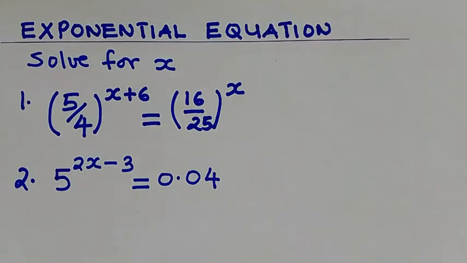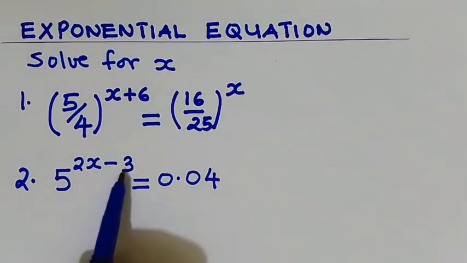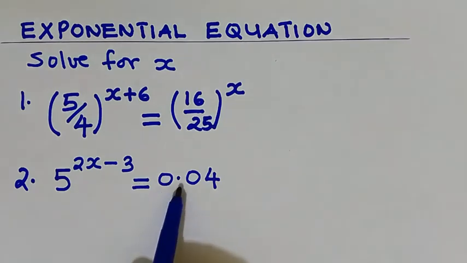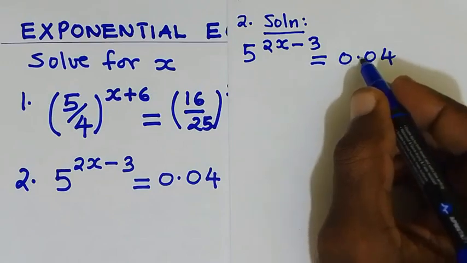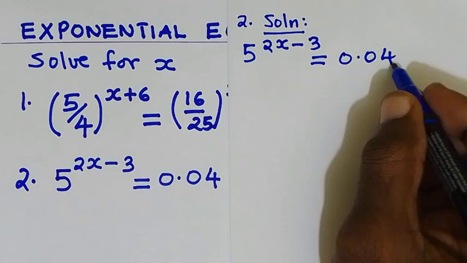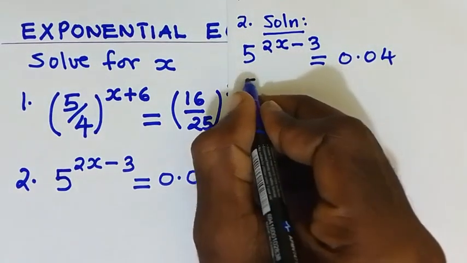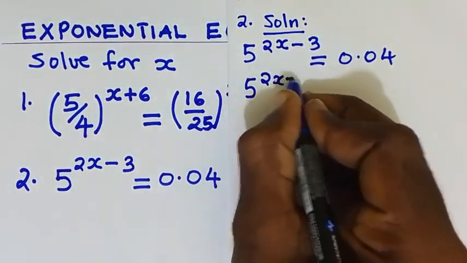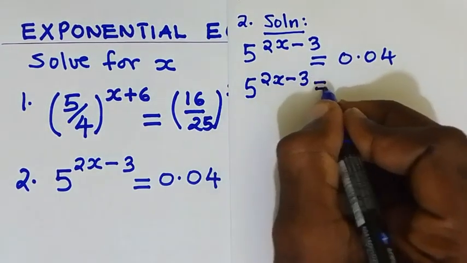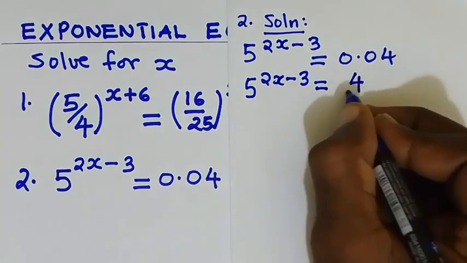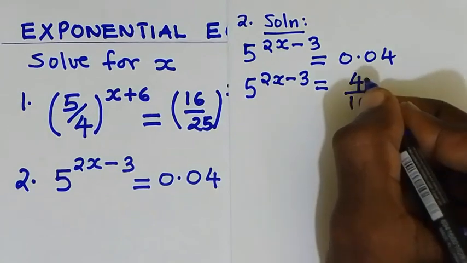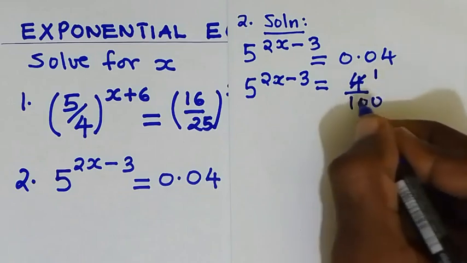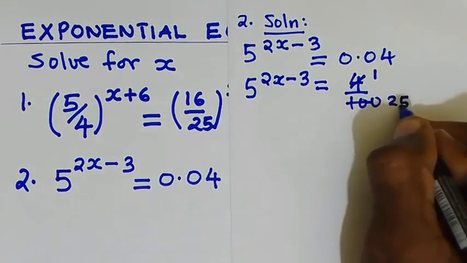Now let us solve question number 2. They have given to us 5 power 2x minus 3 equal to 0.04. The first thing, I'm going to change 0.04 into fraction. I'm going to have 5 power 2x minus 3 equal to 4 over 100. I can simplify here by 4. 1 by 4, it is 25.